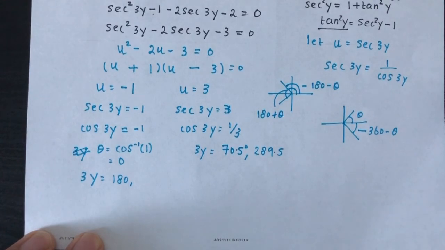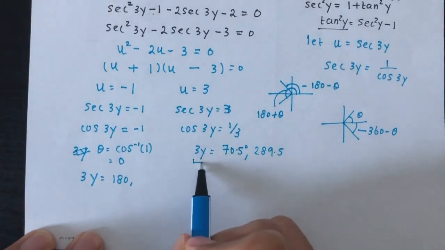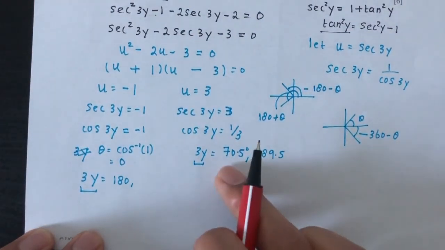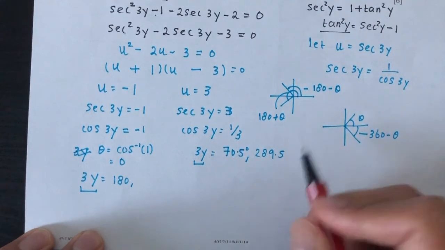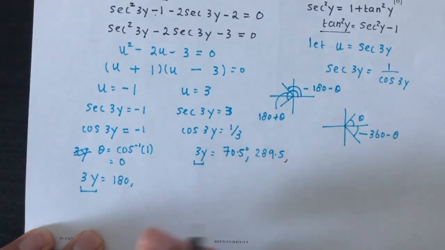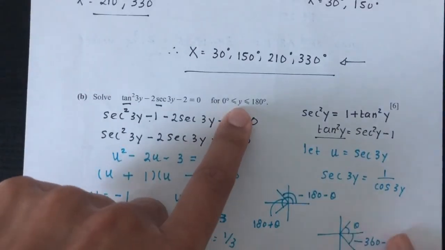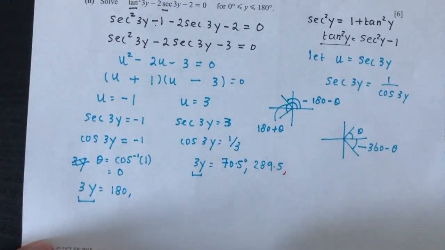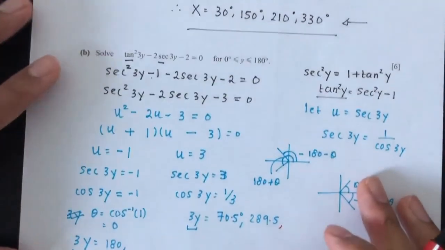Okay, now since we have 3y, let's see if we can find any other values. What we do is add 360 to each of those values and see if that is inside or outside the range that we have right here. So for now we have these three answers. These three are all good, but now we are testing to see if we have any other answers in this range.